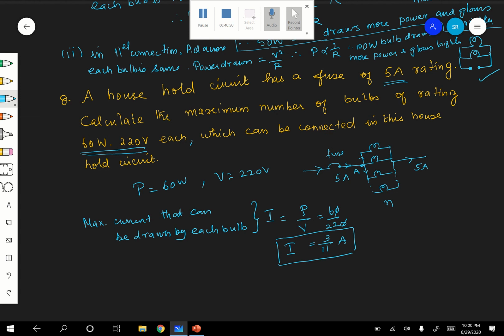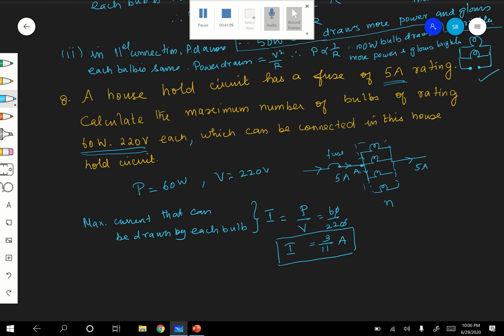Okay? So, every bulb is rated 3 by 11, 3 by 11, 3 by 11, 3 by 11 like that. Every bulb can have only this much current. The current should not go beyond it. But the maximum current that is entering into the parallel system of bulbs is 5 amps.